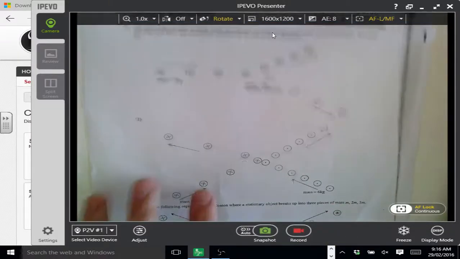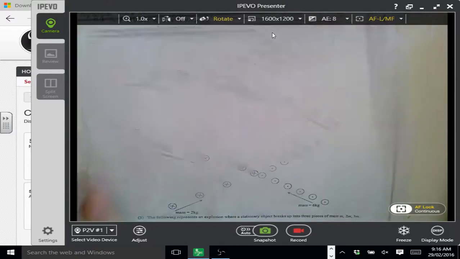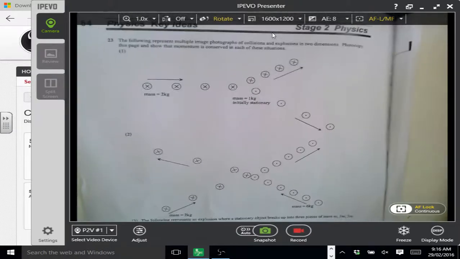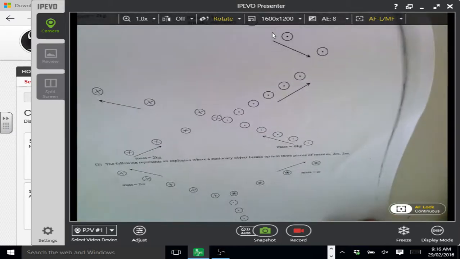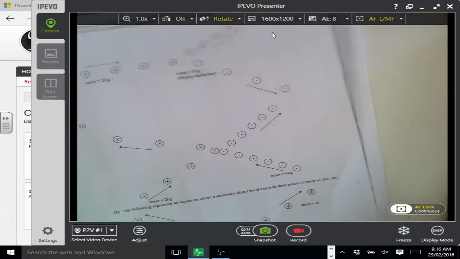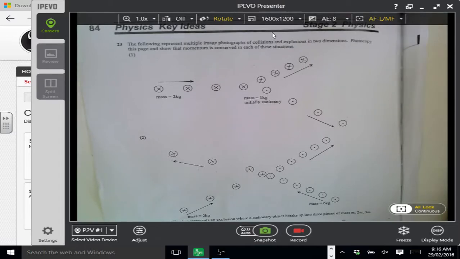Okay, so basically what we're going to do, we're going to use these multi-image photographs of collisions and explosions, and we're going to demonstrate that the law of conservation of momentum actually applies. Now, I think from memory there's 3 of these, and one of them doesn't quite match, but I'll do the first one slowly, and then we'll breeze through the second one and the third one.